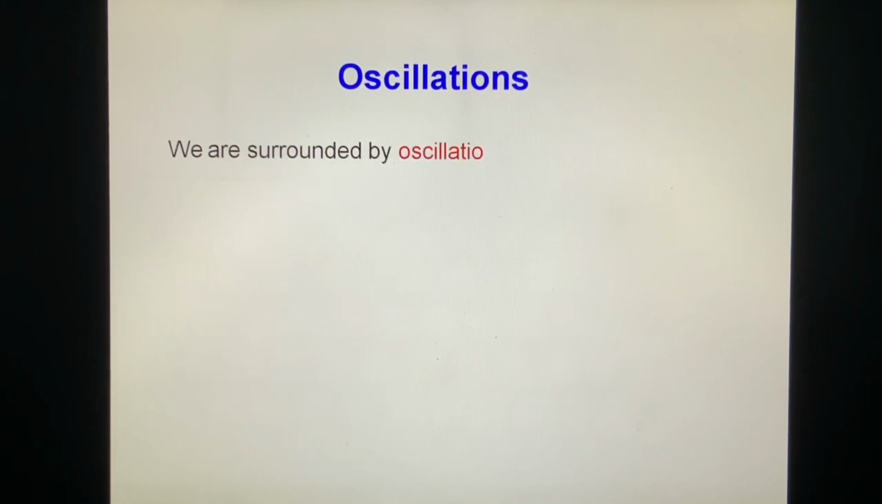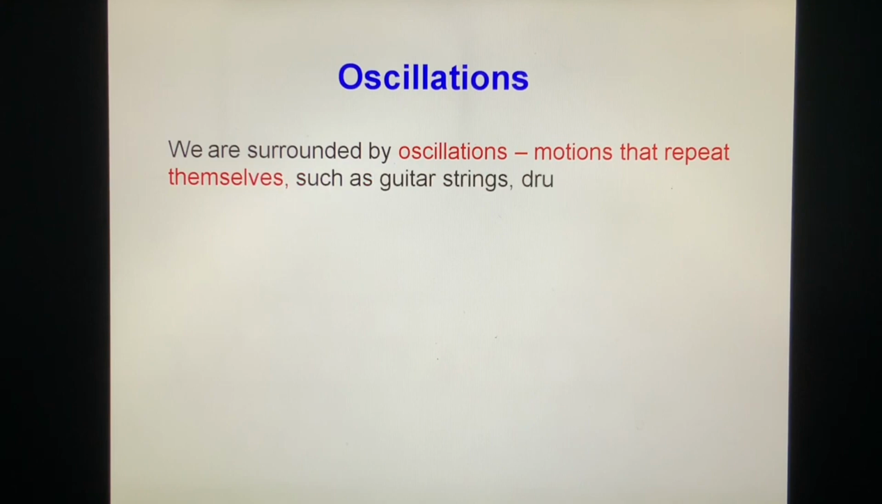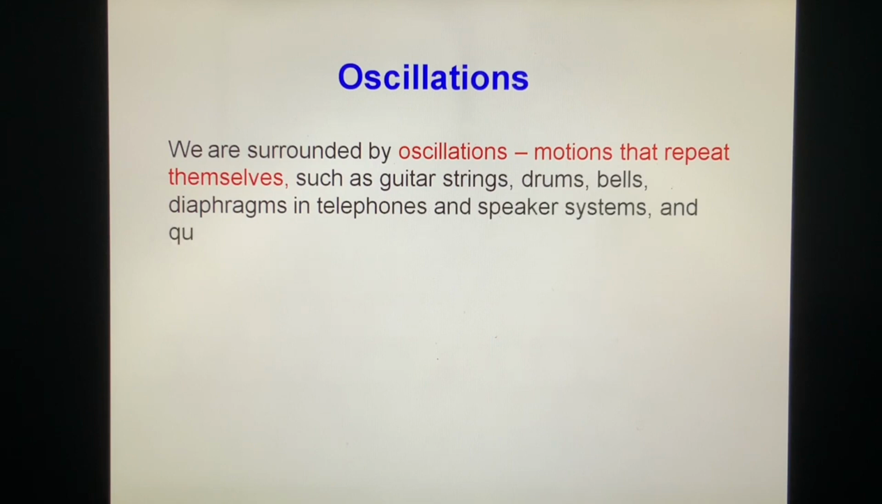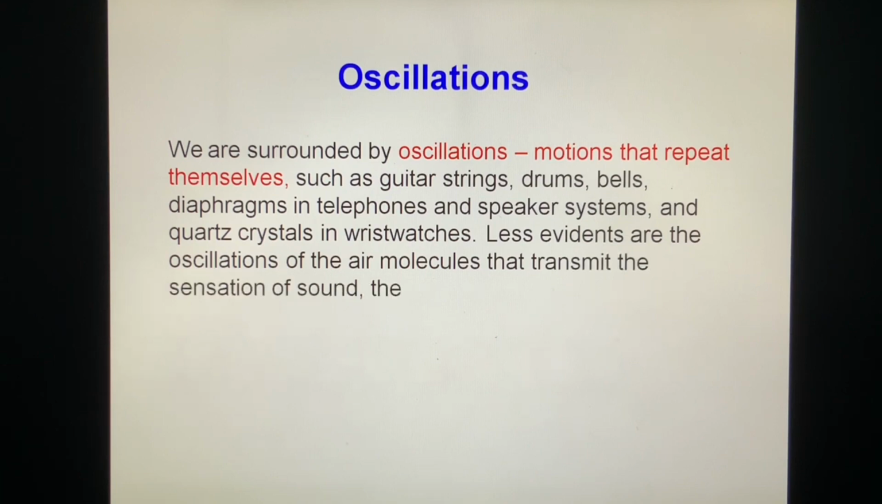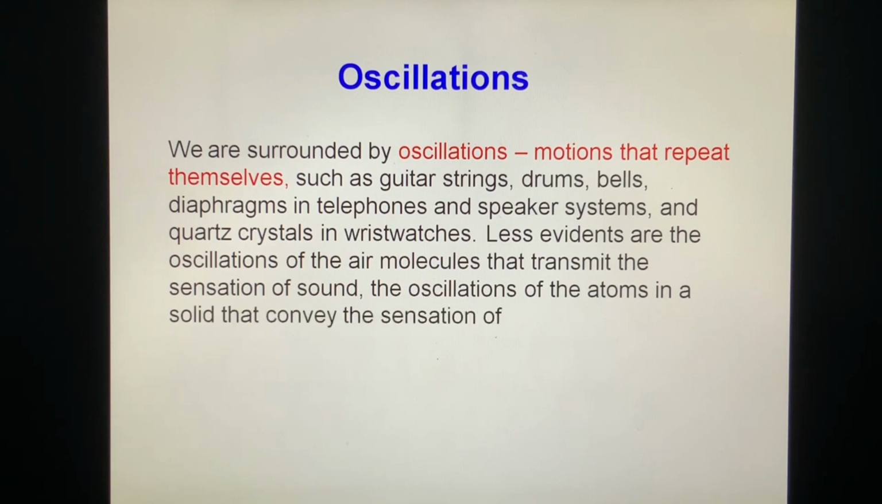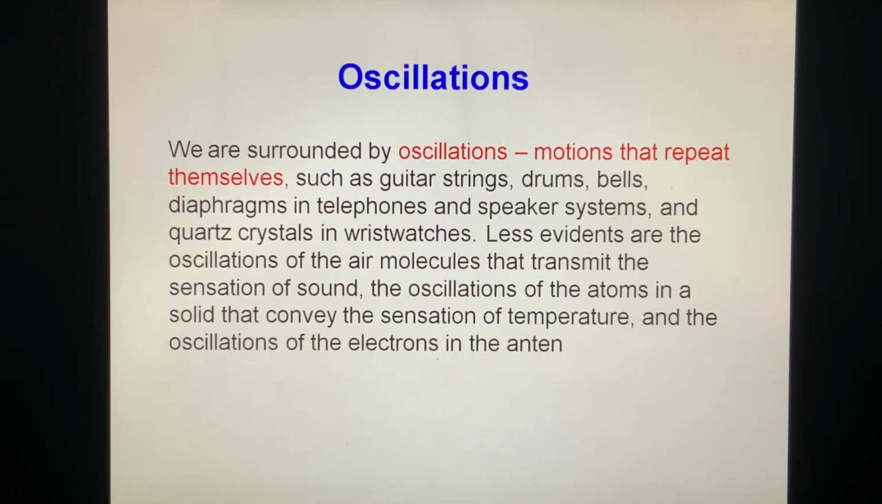We are surrounded by oscillations, motions that repeat themselves, such as guitar strings, drums, bells, diaphragms in telephones and speaker systems, and quartz crystals in wristwatches. Less evident are the oscillations of the air molecules that transmit the sensation of sound, the oscillations of the atoms in a solid that convey the sensation of temperature, and the oscillations of the electrons in the antennas of radio and television transmitters.